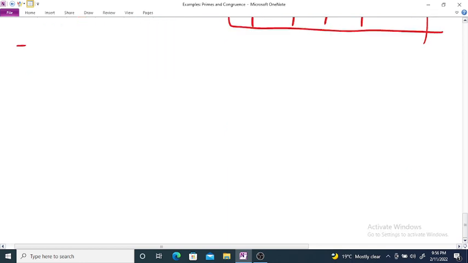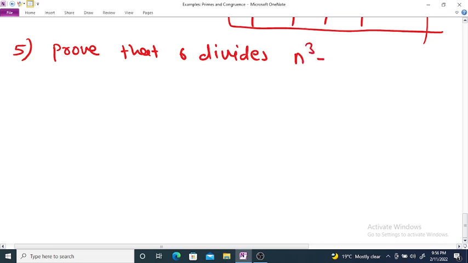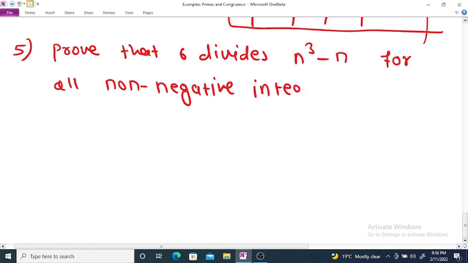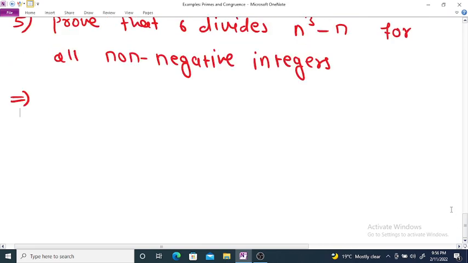Now last example, example number 5. Prove that 6 divides n cube minus n for all non-negative integers, that is positive integers. Now again we are going to apply mathematical induction. Prove by using mathematical induction.